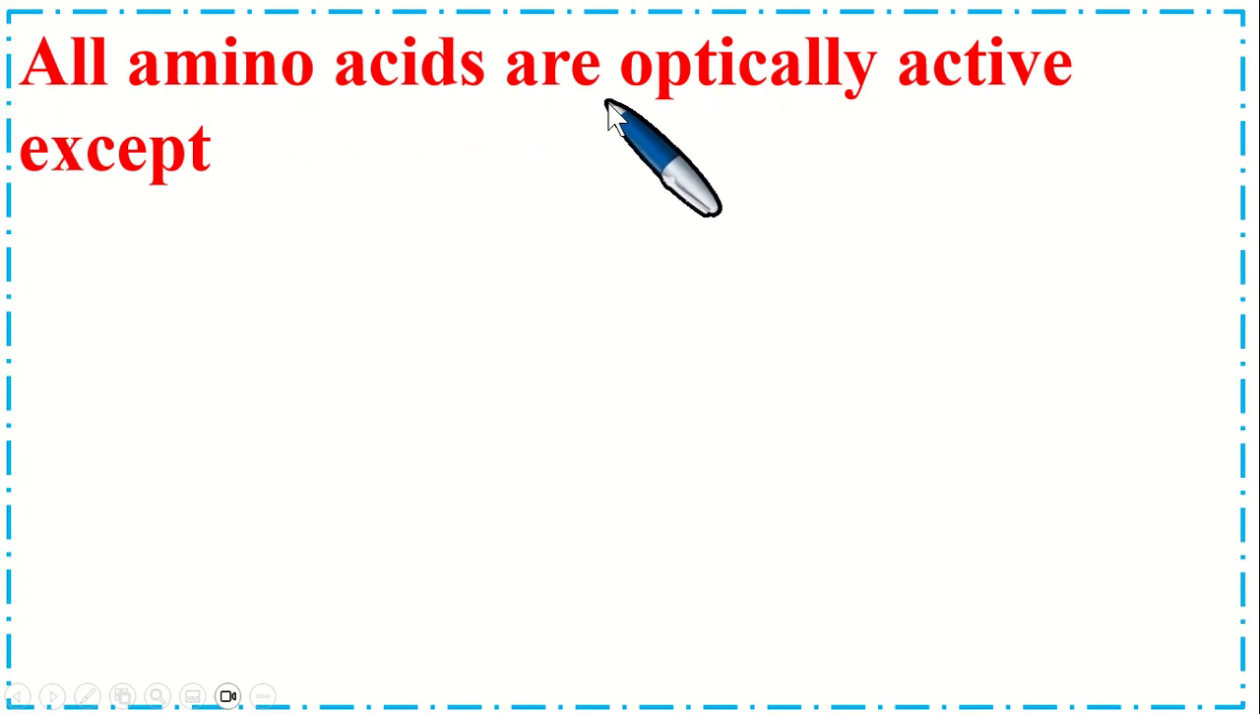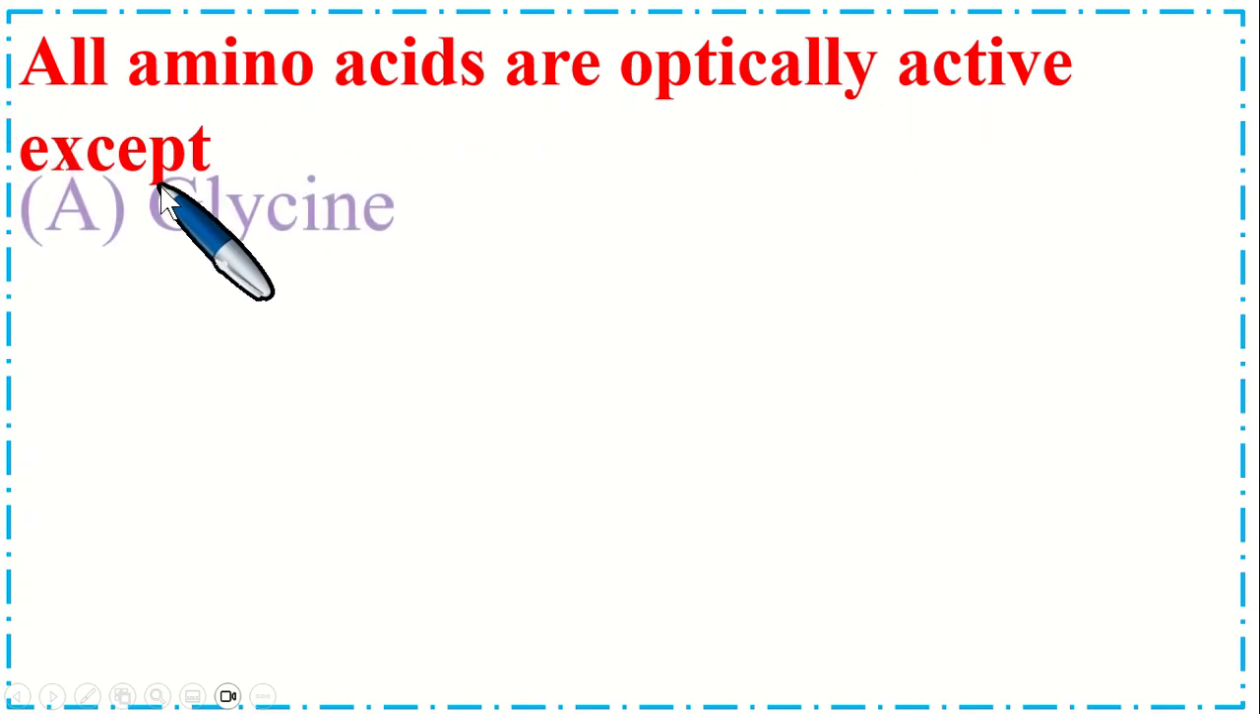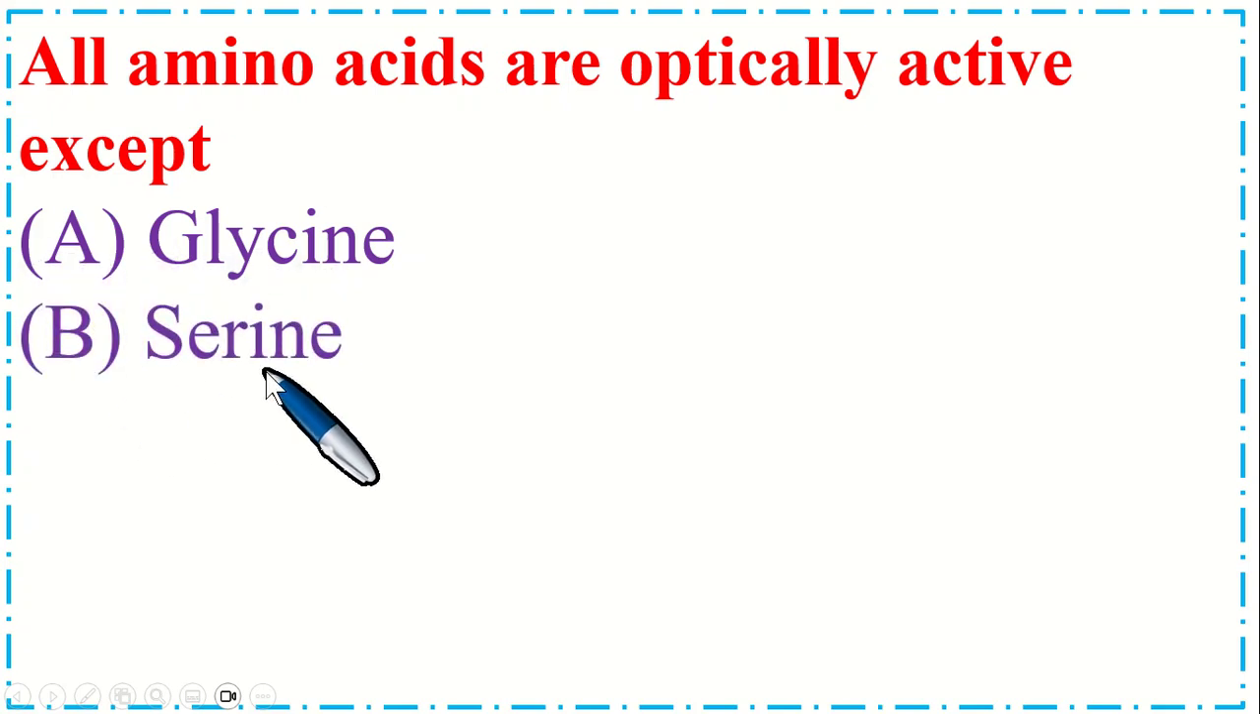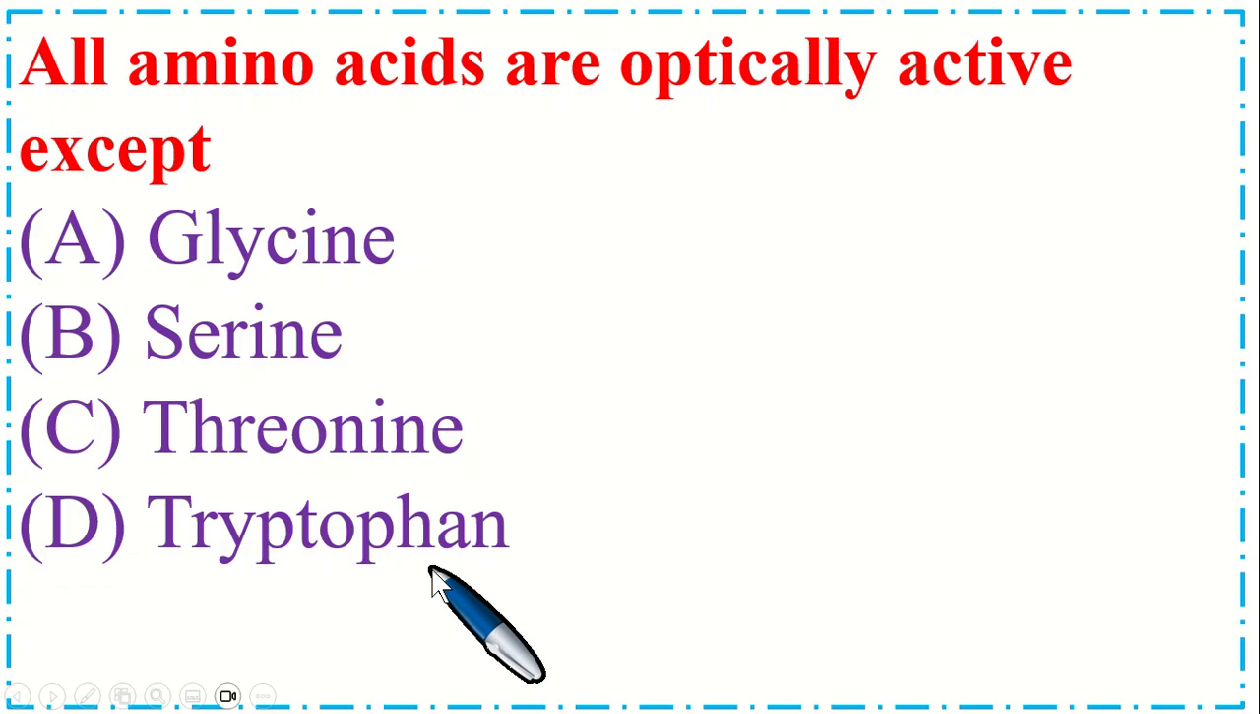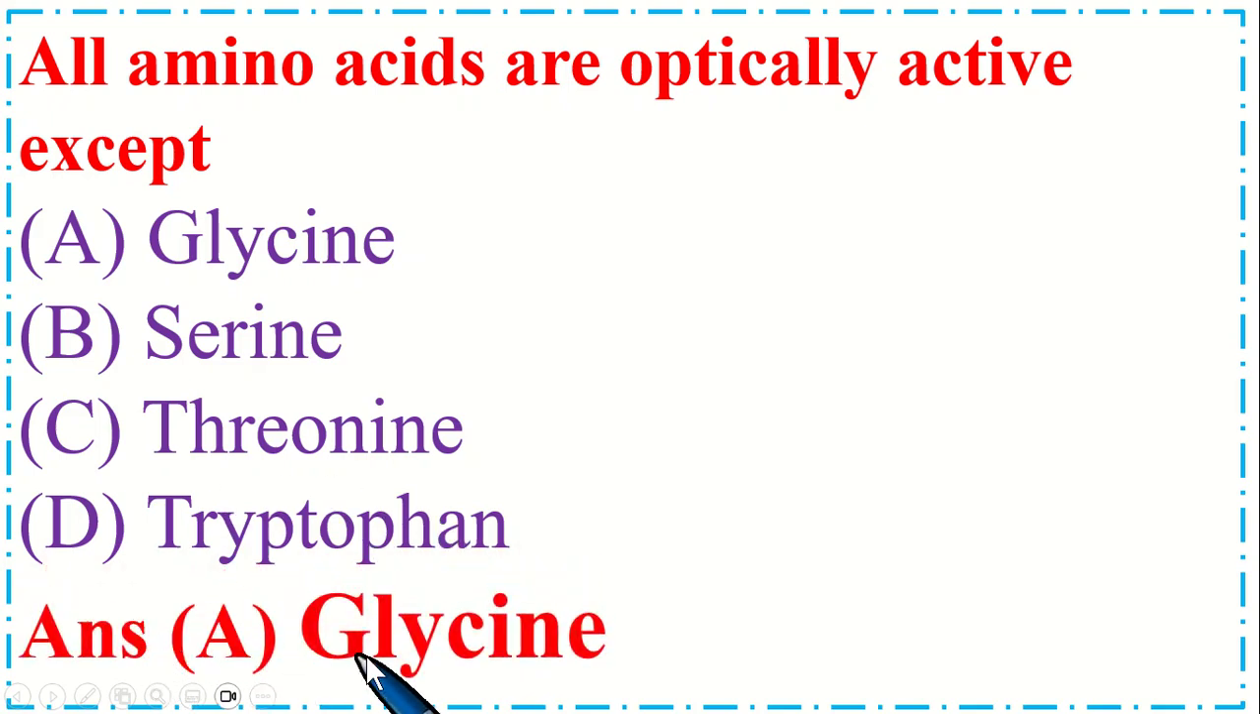All amino acids are optically active except option A glycine, B serine, C threonine, and option D tryptophan. So the correct option is A, glycine.